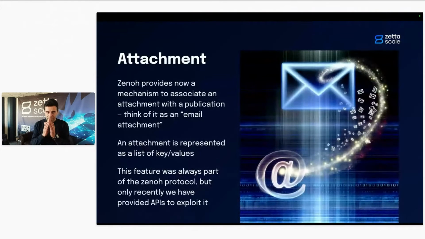So as I was mentioning before, attachment provides a mechanism to associate some information with a publication. You can think of it as an attachment that you have on emails. An attachment is represented as a list of key values, so you can have a series of key values that represent your attachment. This feature was part of the Zenoh protocol since the first day. It was something that we knew had its use, and eventually users would ask for it. That's why we had it in the protocol, and we only recently added the user level API to deal with attachment.